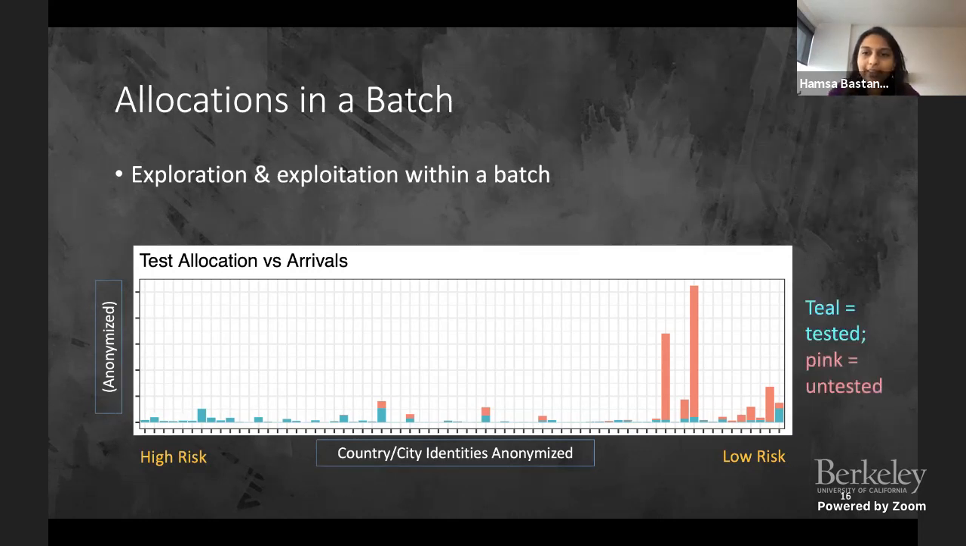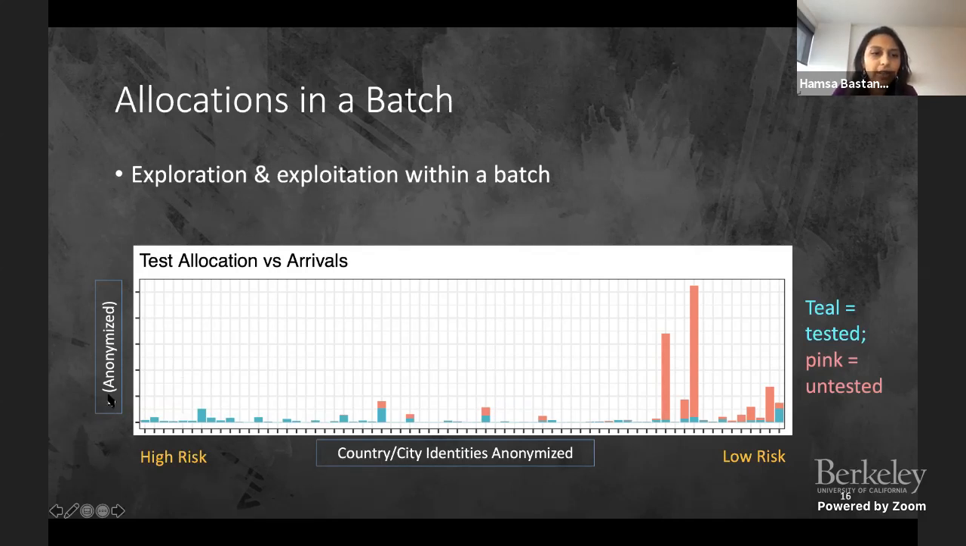And you can see that the teal bars are basically the number of people from that arm that we have recommended to test. And the pink people are the people that we've not recommended to test. And you can see that this algorithm has this very nice benefit, which is exactly what you'd expect. So it's easy to explain to policymakers.